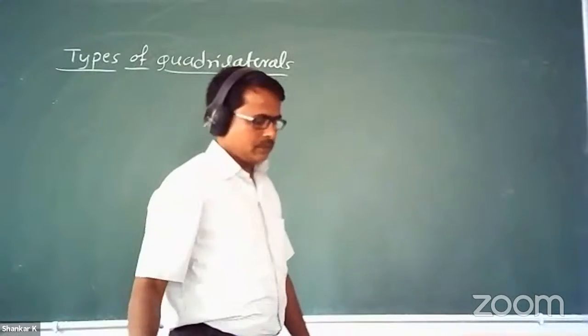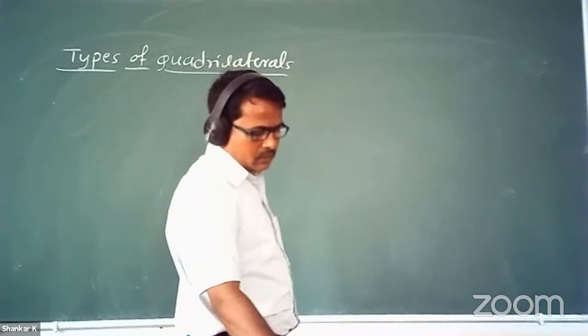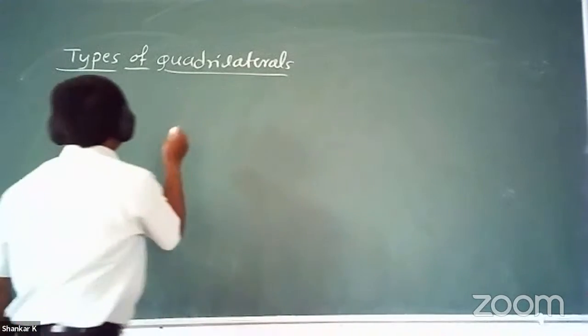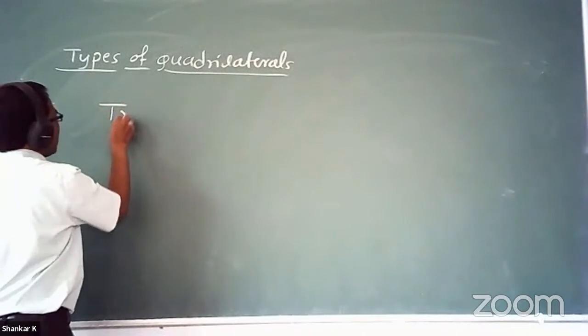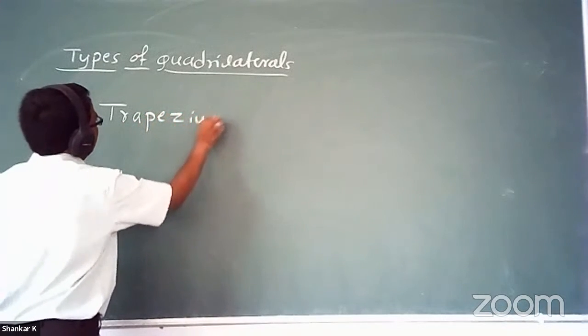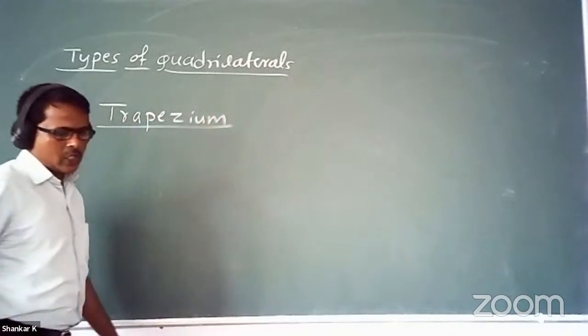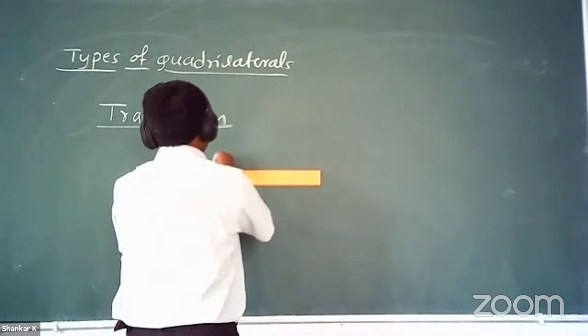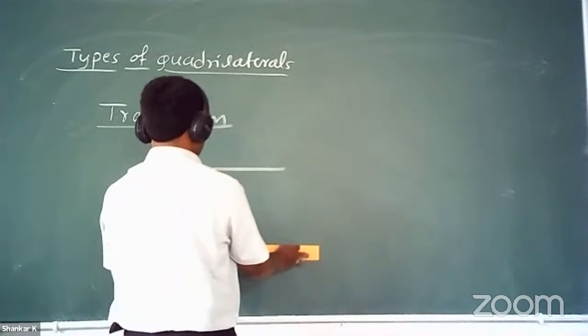It is a kite. One more shape I will tell and then I'll stop. Trapezium. Trapezium is also a quadrilateral.